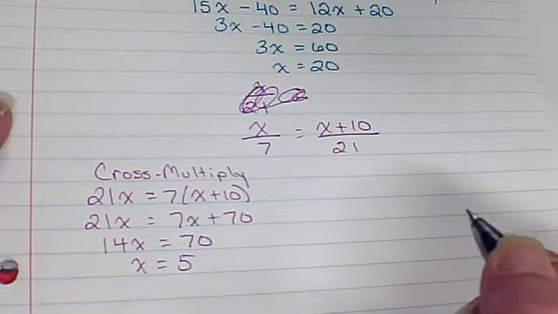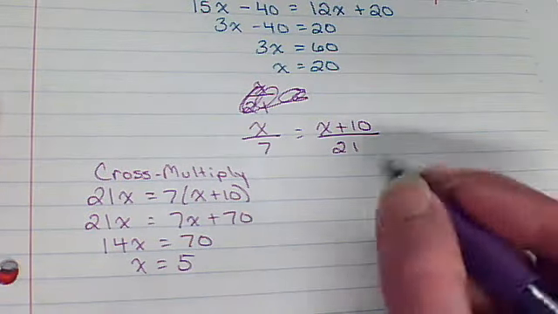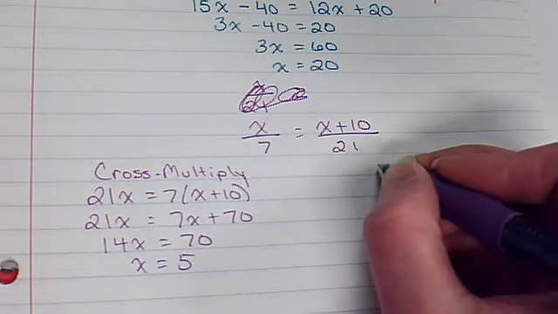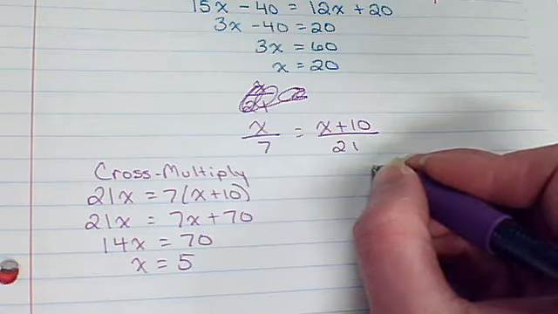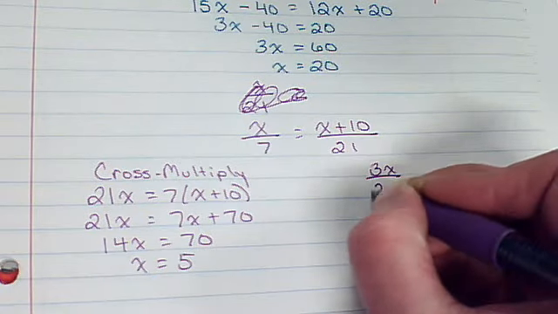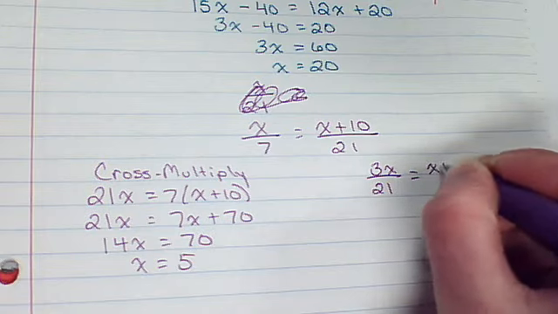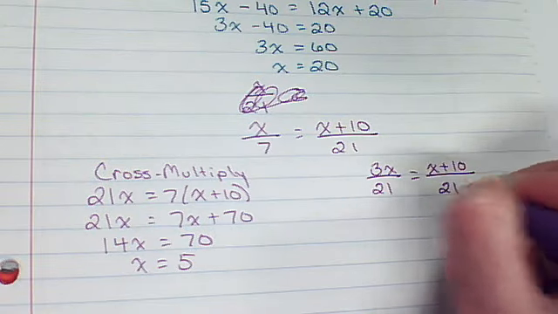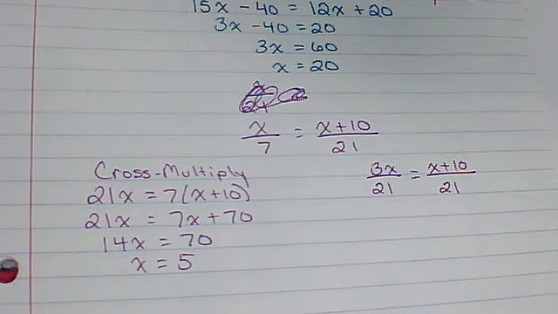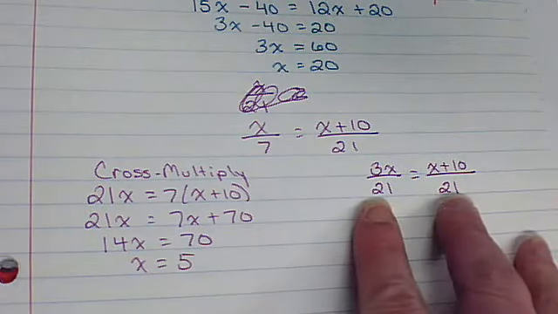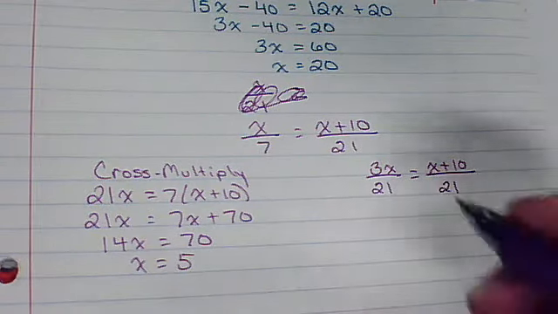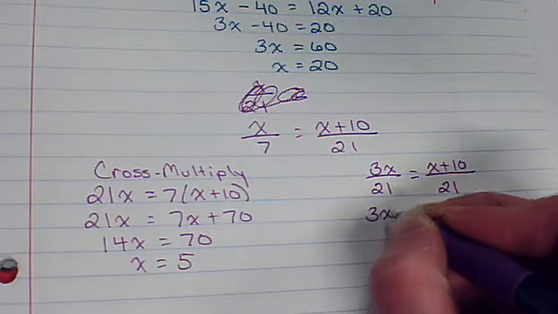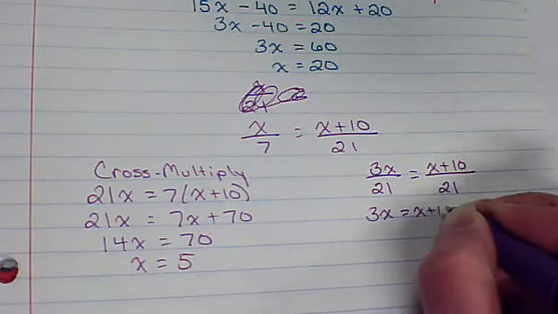Now another method is actually to make them have the same LCD. Very easy on this one. I could have 3x over 21 equals x plus 10 over 21. Now, since these fractions are equal and the denominators are the same, that means that the numerators also have to be the same. So 3x will have to equal x plus 10.